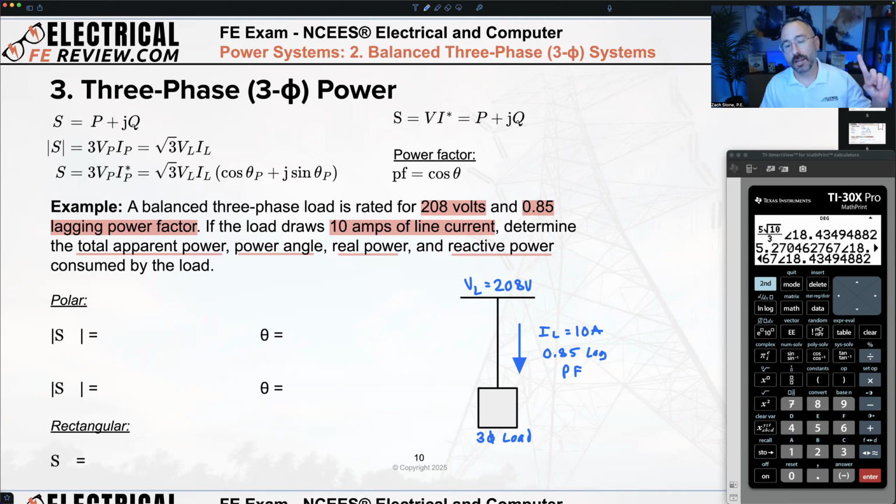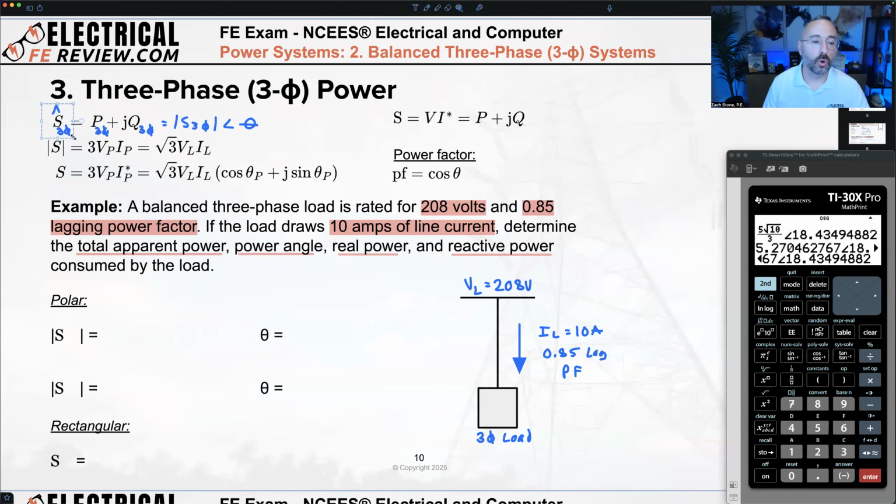What single complex number tells us all four of those quantities? If this was three-phase S, this is three-phase P, three-phase Q in rectangular form, or this is three-phase apparent power and our power angle. What single complex number tells us the real power, P, reactive power, Q, apparent power, which is just the magnitude, and the power angle? We're just trying to calculate the complex power.